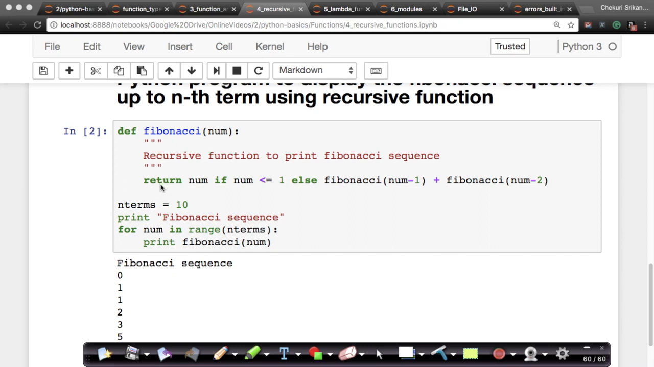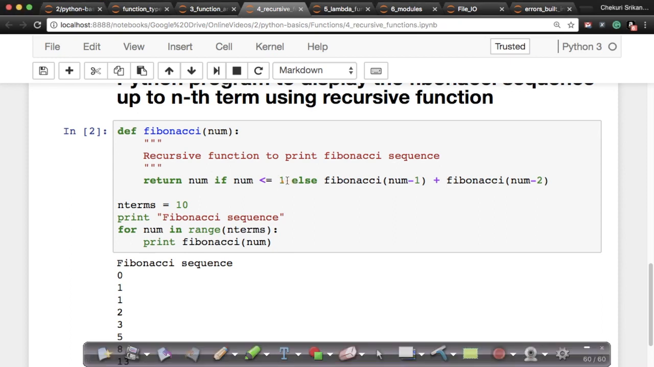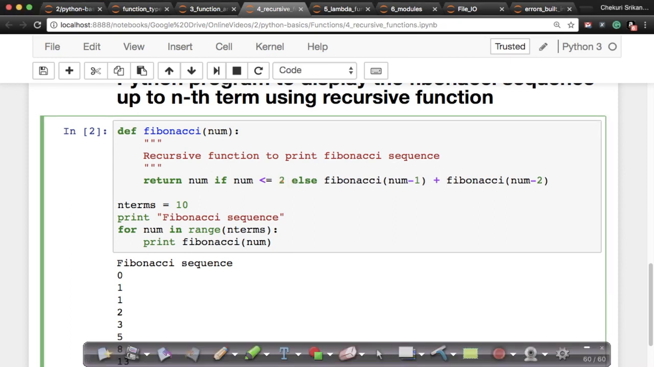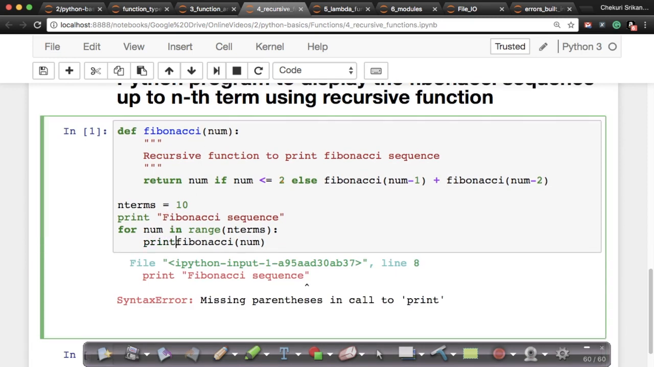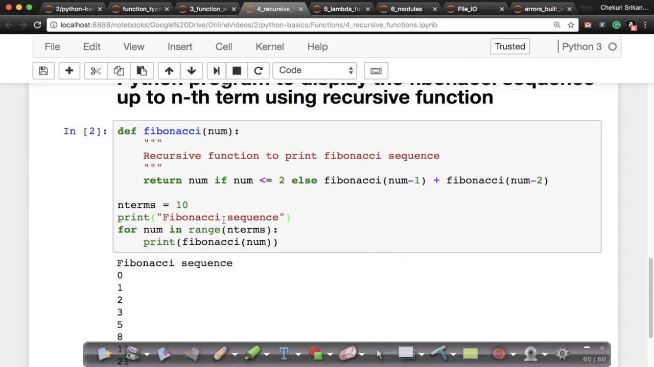Look at what I'm saying. Return num if num is less than equal to 1. Okay, so here in this code, or else let me just call it num less than equal to 2. So Fibonacci of 2, Fibonacci of 1 and 2 is this, right? So now let's see what happens when I execute this code. Okay, there's a small error here. This is a problem with Python 2 and Python 3. Those of us who are used to Python 2 do not put parentheses after print, right? So now let's rerun this. Now you're getting the same value, right?